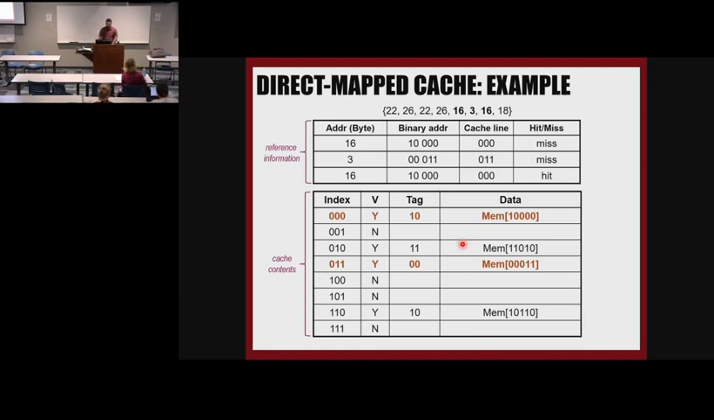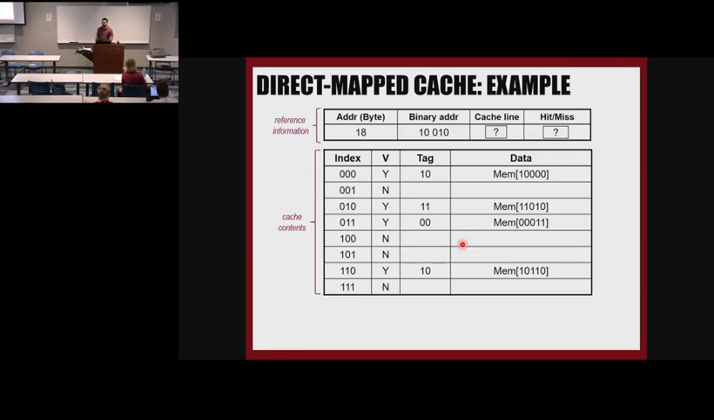So now let's go to the last number, which is 18. The binary representation for 18 is 10010. What is the cache line for this? 010. We go here, and it's valid. It means that there is something in the cache. So the next thing we need to do is checking the tag. What is the tag on this one? Then we're going to have a hit or miss. It's going to be a miss.